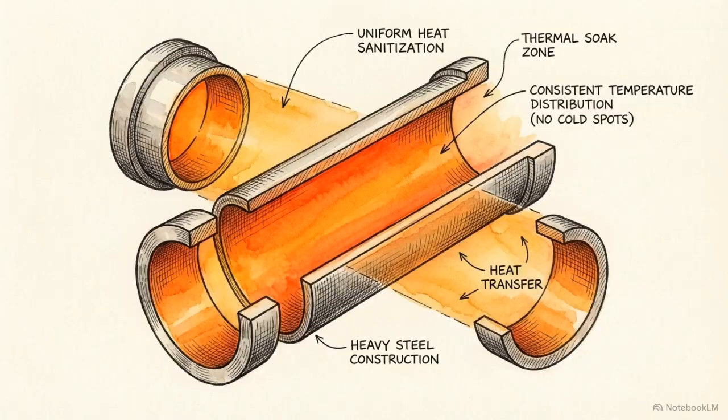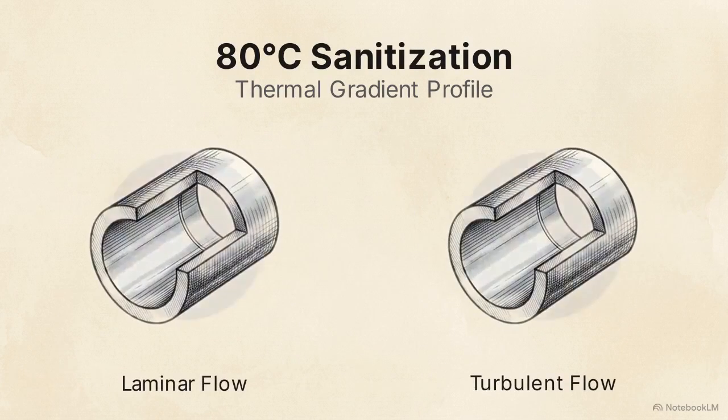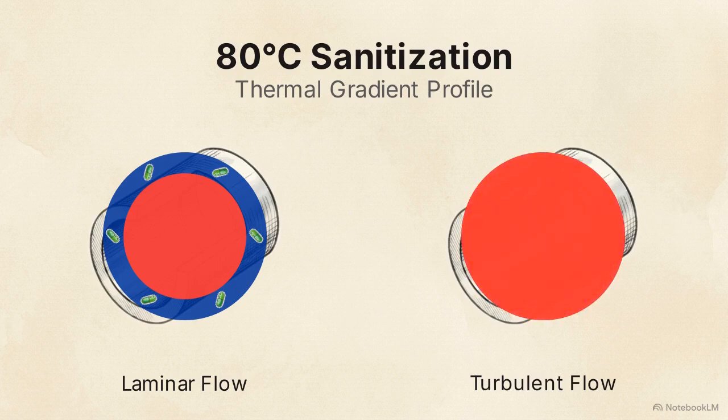Beyond kinetic force, turbulence ensures the success of uniform heat sanitization. This thermal gradient map shows an 80 degrees Celsius sanitization cycle. In a laminar profile, the stagnant boundary layer insulates the wall, creating cold spots where bacteria survive. In the turbulent profile, constant mixing ensures perfectly uniform edge-to-edge heat across the entire pipe.